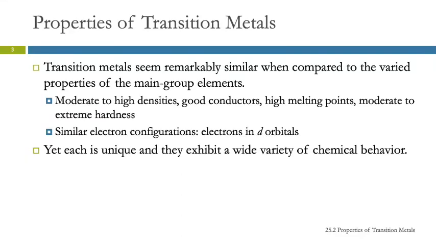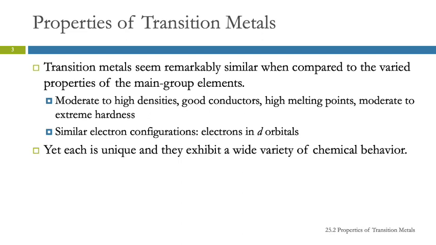So in general, properties of transition metals. The transition metals seem very similar to each other when you compare them to the differences in the main group. I mean, in the main group, we've got nonmetals and metals, and we've got gases and solids, and all the transition metals are metals and they are solids. So they're kind of the same.